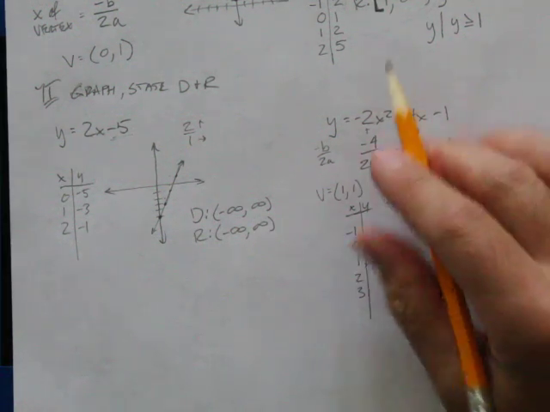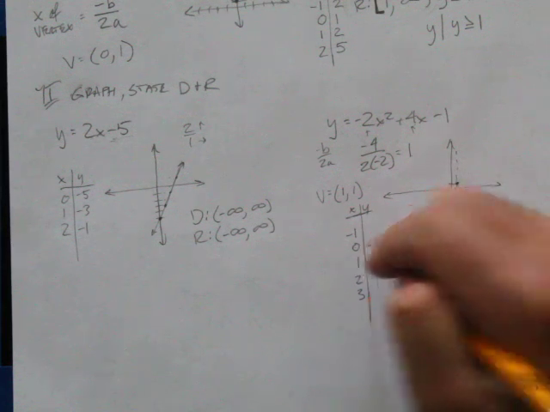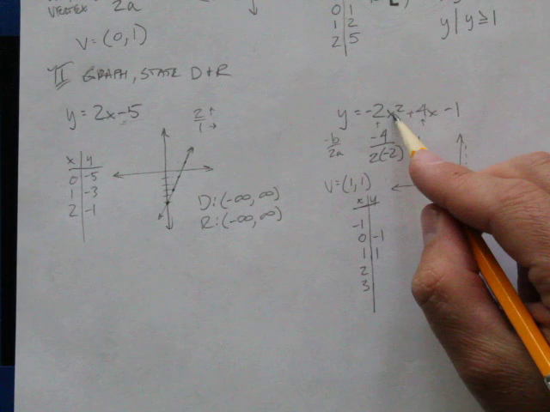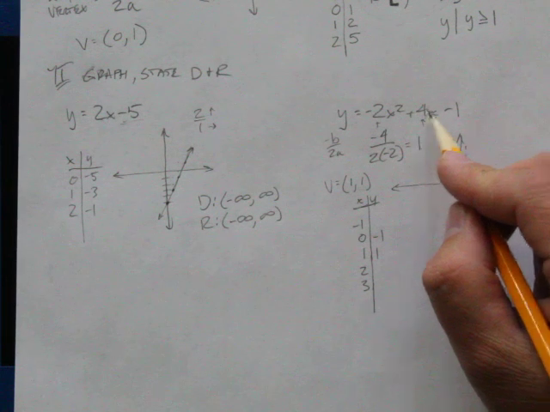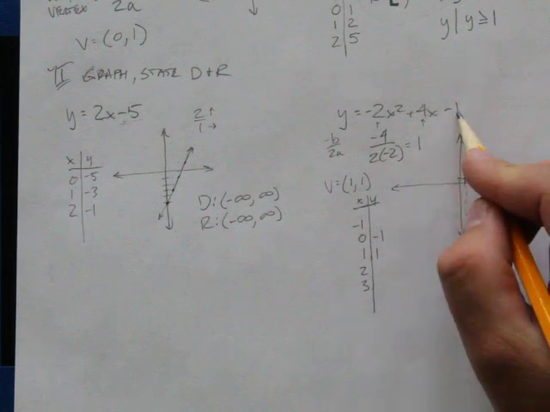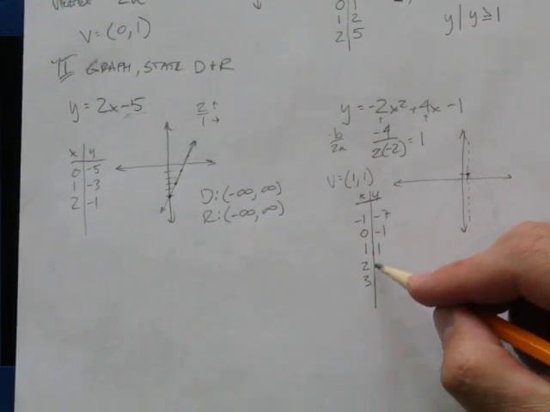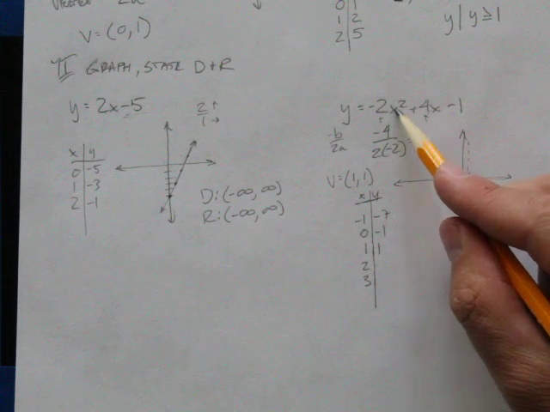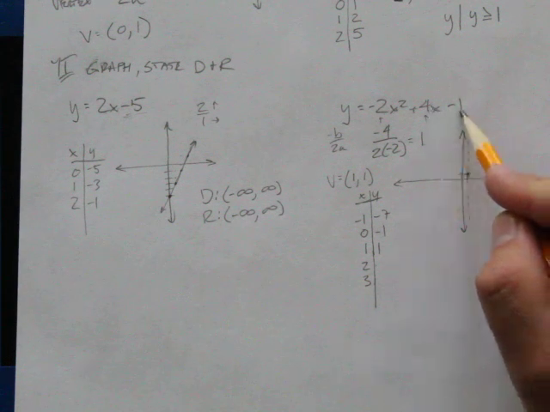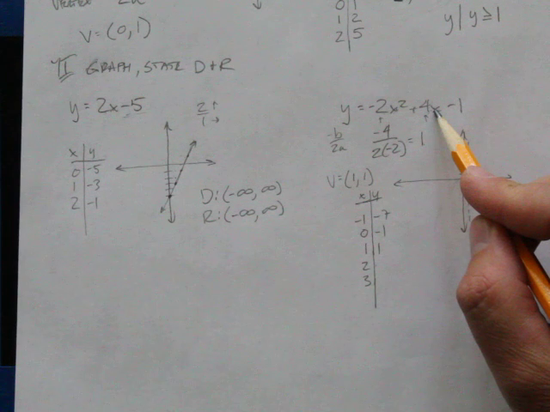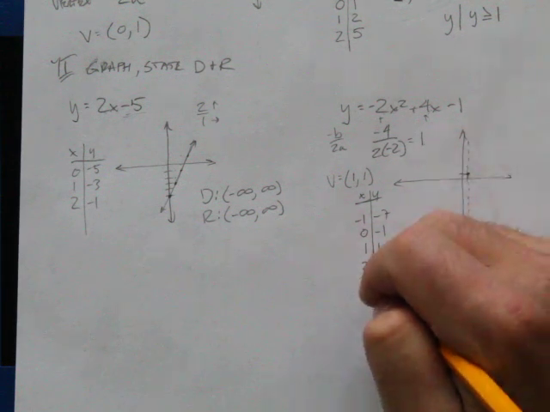When I plug in 0, I get 0 plus 0 minus 1, which is negative 1. Plug in negative 1, I get negative 1 squared is positive 1, so that's negative 2, minus 4, which is negative 6, minus 1, which is negative 7. When I plug in 2, 2 squared is 4, that gives me negative 8, plus 8 is 0, 0 minus 1 is negative 1. If I plug in 3, I can go through all that, I'll get negative 7.